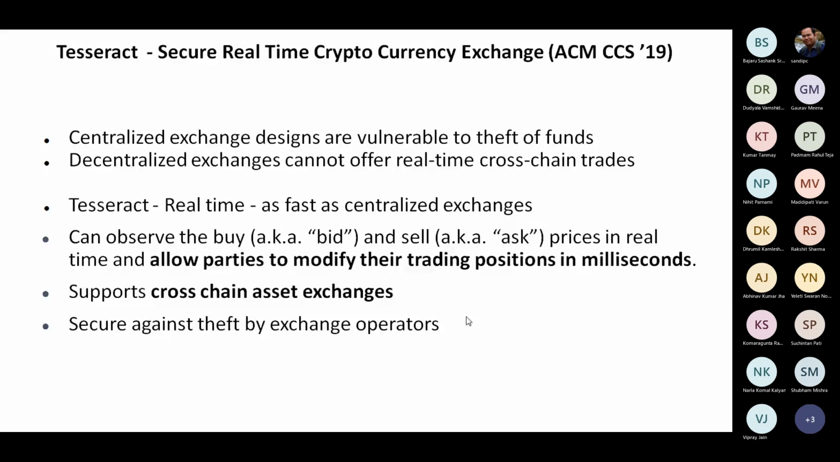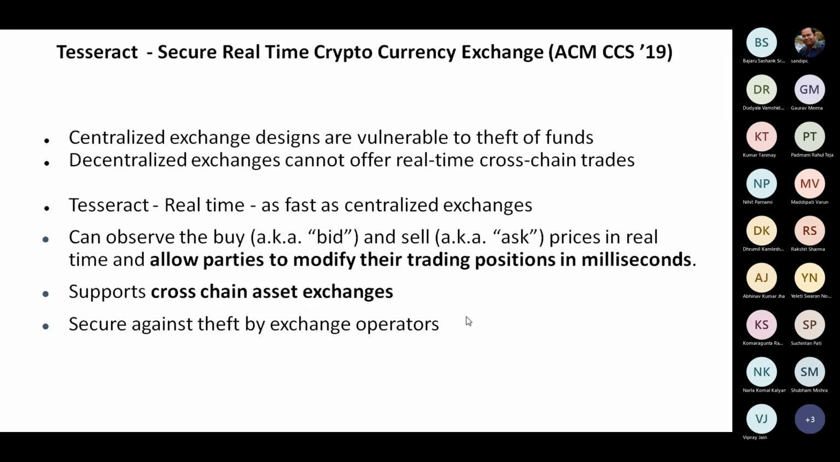But centralized exchanges actually do not do that. They maintain some fund, and then you carry out the operations, and then they are added to the blockchain. So Tesseract is in this context. It is proposed to be as fast as centralized exchanges, and one can observe the buy and sell prices in real time. It also allows multiple parties to modify their trading positions in a fraction of a second. That is what needs to be done when it comes to these types of real-time trading through these exchanges.